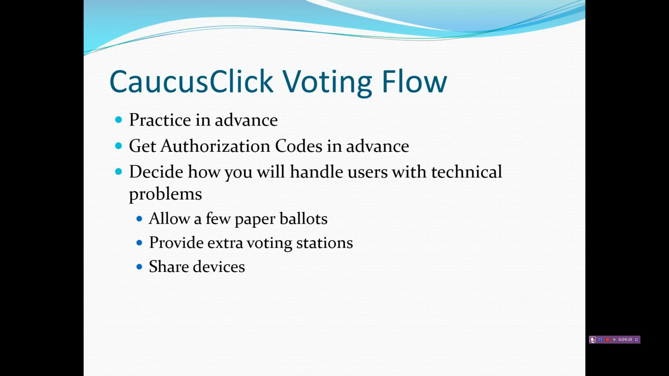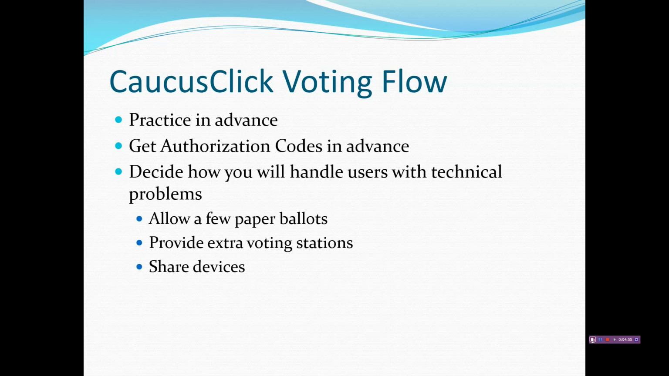Now, if you're using the CaucusClick caucus system for registration, you probably already have 6 to 8 people who are checking in already using a tablet. So during the voting, you just say, okay, if you have a problem with your device or you don't have a device, then you go to one of these tables, and they will help you to vote. And the person who wants to vote takes their authorization code, puts it into the tablet, does their vote, and then logs out, and then that tablet can be used by somebody else.